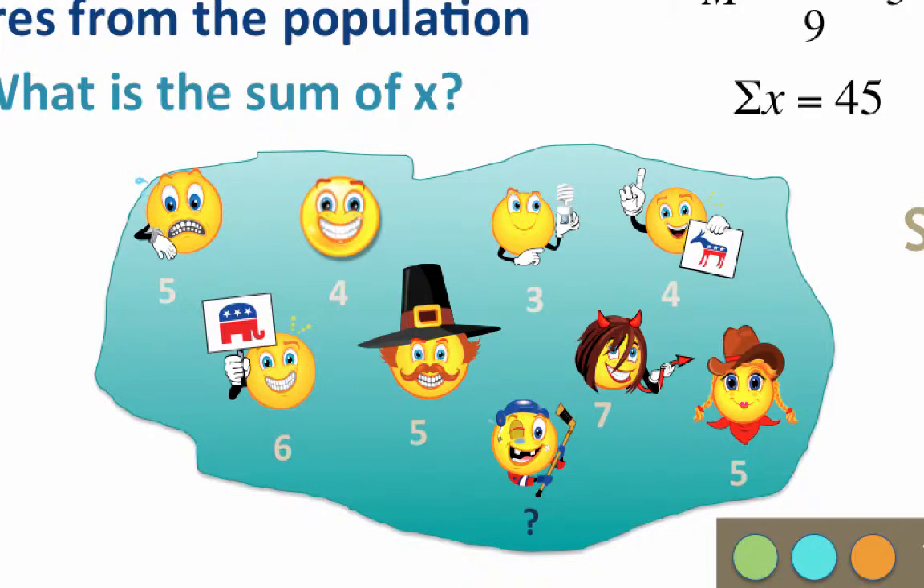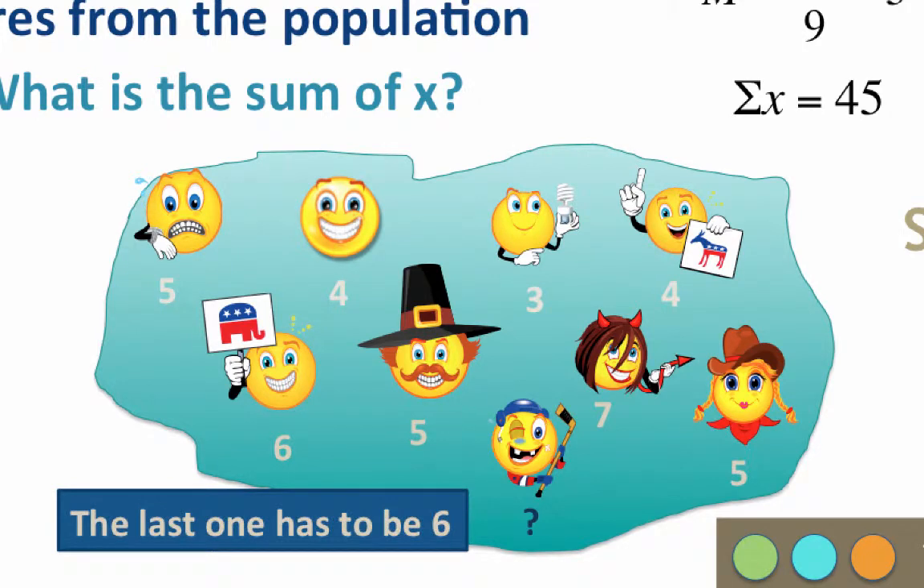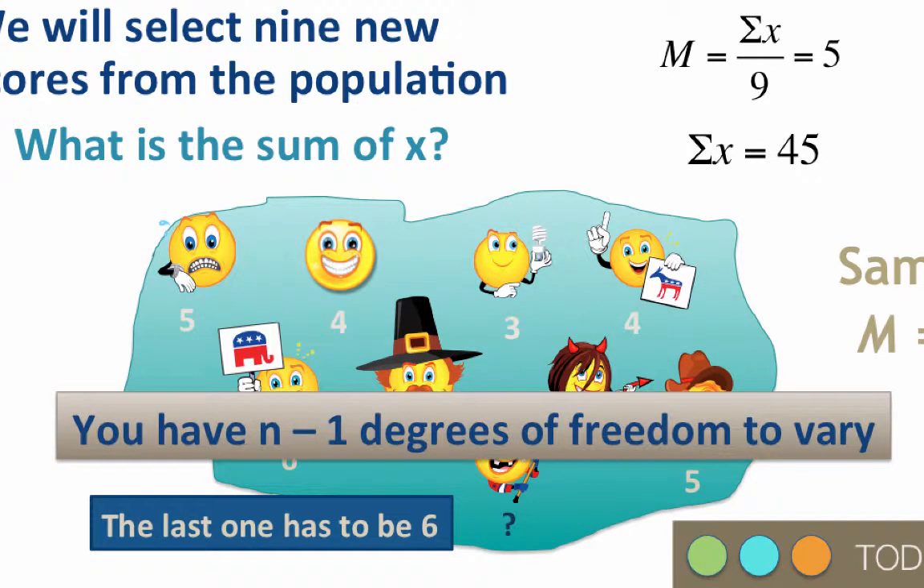We only have one more person left. What does his score have to be? The last one has to be a 6. You can vary any or all of the population values, n, but the last value, n-1, will always be defined for you. You have n-1 degrees of freedom to vary.